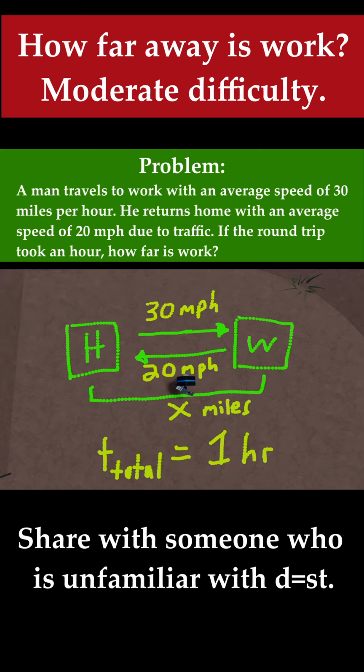I'm going to find the time that it takes to go from home to work. I'll call that t1. And find the time that it takes to go from work to home, t2. And hopefully, if we find out what t1 and t2 are, we can add them up and set them equal to 1 hour, and that'll help us solve for x. So let's do that. Let's find the time that it takes to go from home to work.